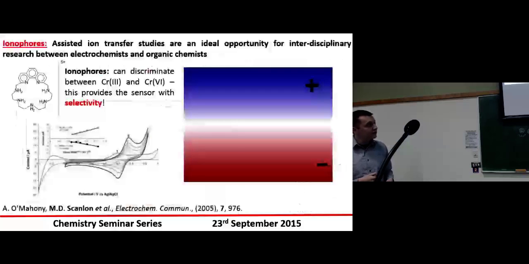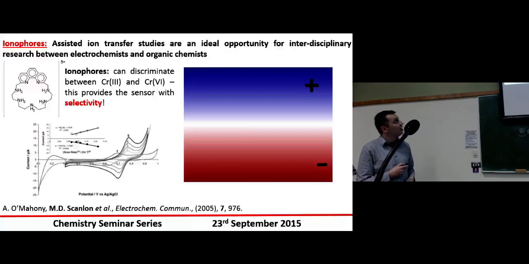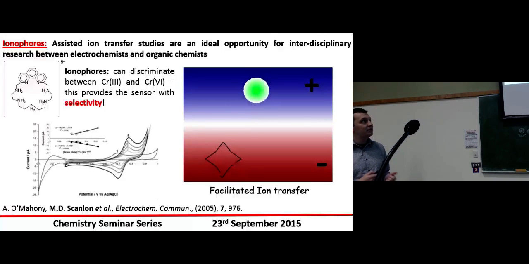So this is the very, very first paper I ever did when I first went down to Tyndall, and an Italian group made the ionophore for us. And this is basically assisted ion transfer. And I think it's an ideal opportunity for proper interdisciplinary work here between organic chemists and electrochemists here in UCC. So if I can get some organic chemists to make me ionophores, I put them into the oil phase, and they're going to go to the interface, they'll pick up that ion, and they'll move it in, and bang, we've got a sensor. The hard part is making the ionophore. I get the easy bit.